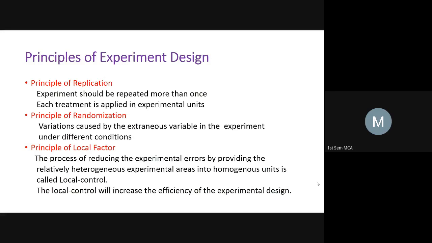Now you know what is experiment, you know what is experiment design. Now the principle of replication. What is that? The experiment should be repeated more than once. Replicate, that is a general statement. And each treatment is applied in experimental units. So that means, today you are doing one experiment and you have a data set. You put that data set for a given problem and you analyze it. You are going to get some result.